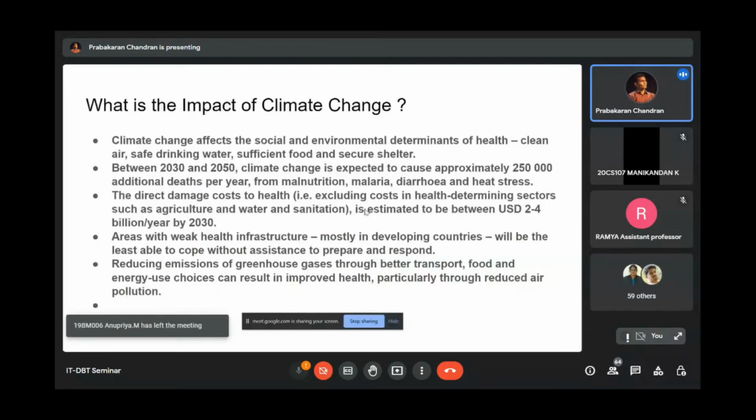If you look into African countries, they are actually facing a lot of drought, which means quality food related issues due to the Ukraine and Russian war, and also due to the climate change that is hitting a lot in the tropical countries, which are African countries. And between 2030 to 2050, climate change is expected to cause approximately 250k additional deaths per year. It may be because of malnutrition, malaria, diarrhea, and heat stress.